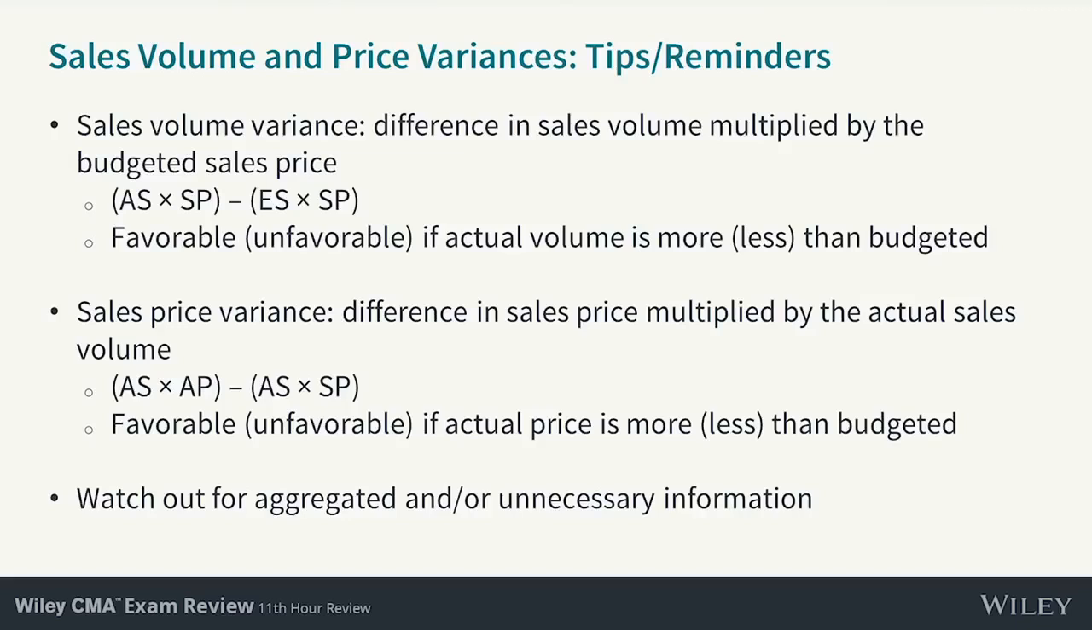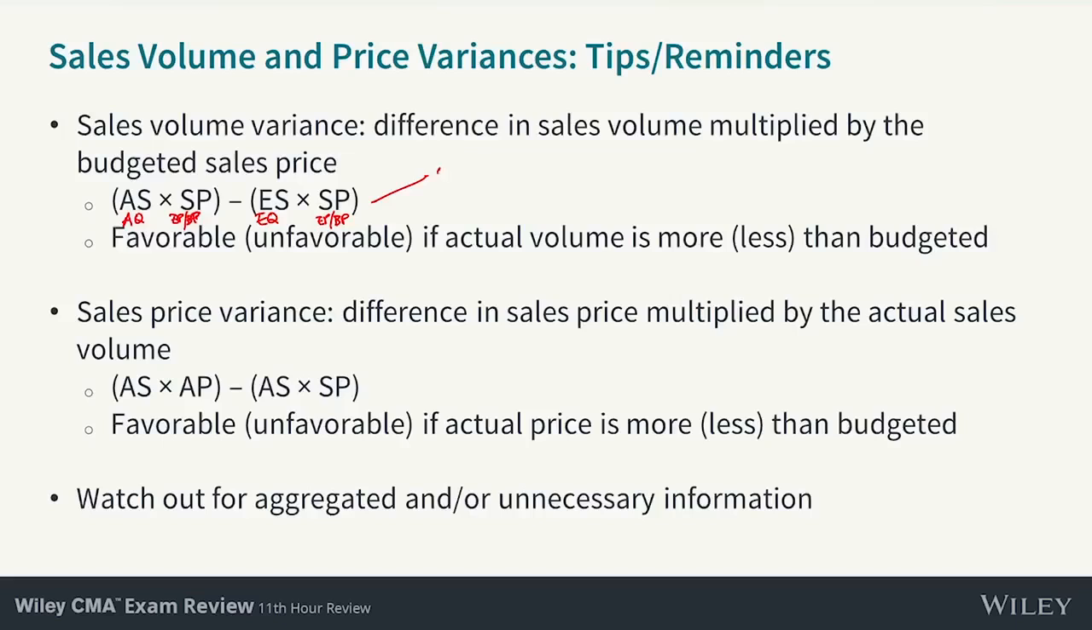Now I have captured that here with AS, which is actual sales, and ES, expected sales. Now, if you're more comfortable with the Q, you could call that AQ, you could call that EQ, you could call it actual sales and budgeted sales, actual quantity, budgeted quantity. However you're comfortable thinking about it is fine. And then this standard price could also be expected price or budgeted price. Doesn't really matter so long as this point is clear.